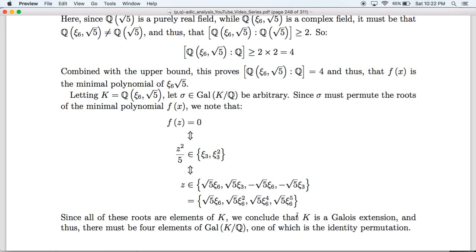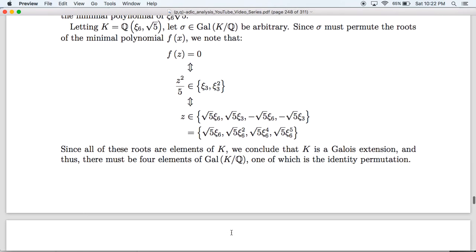We conclude that K is a Galois extension, which means that the Galois group must have the same number of elements as the degree of the field. So there's going to be 4 elements of Gal(K/Q), one of which is the identity permutation.